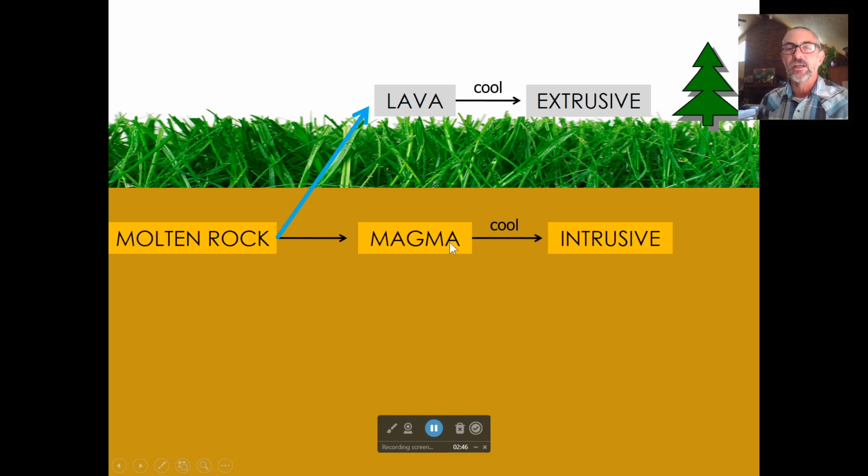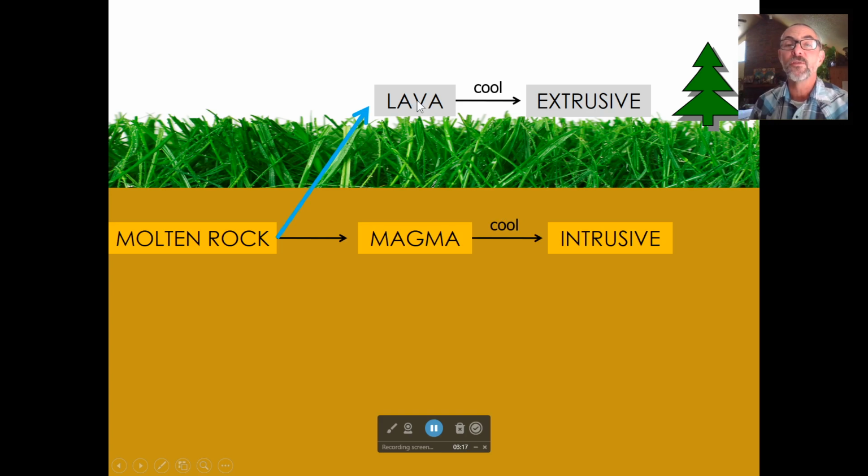So the main difference here is that it's much hotter below the surface than it is at the surface. Even on a 110-degree day, it's much hotter below the surface, which means that surface molten rock cools several orders of magnitude more quickly than intrusive rock, than rock below the surface. This may take millions of years to cool. This will take a day or two at most to cool, usually.